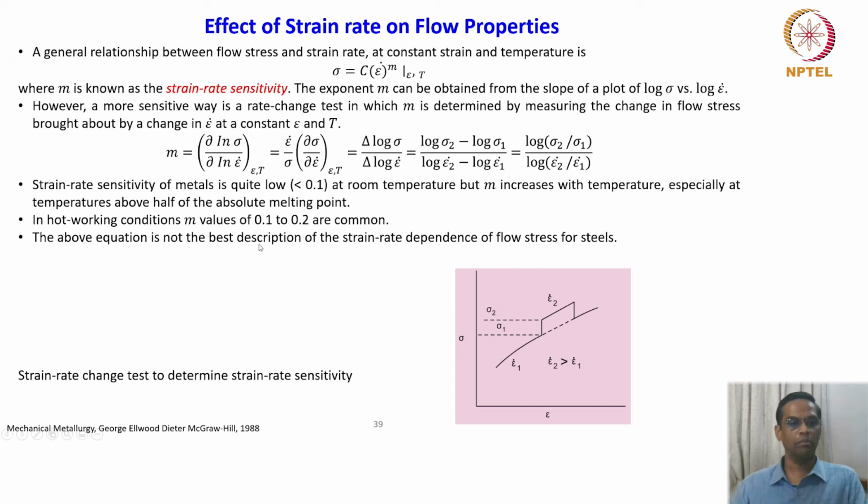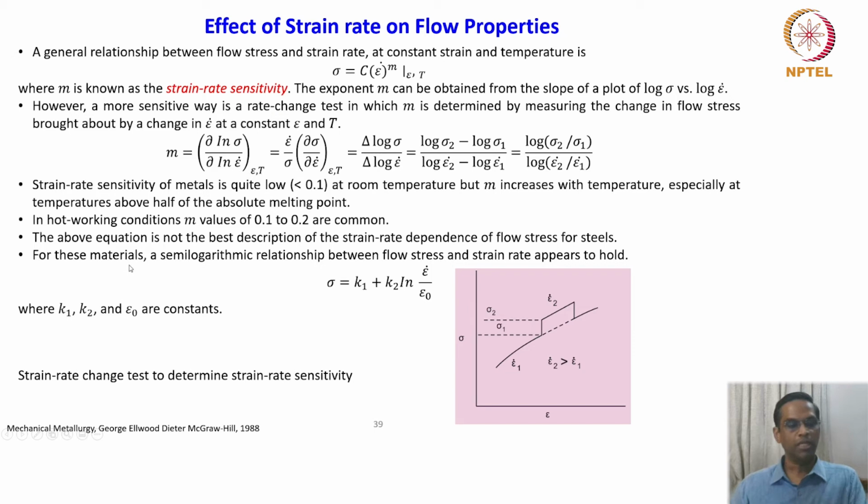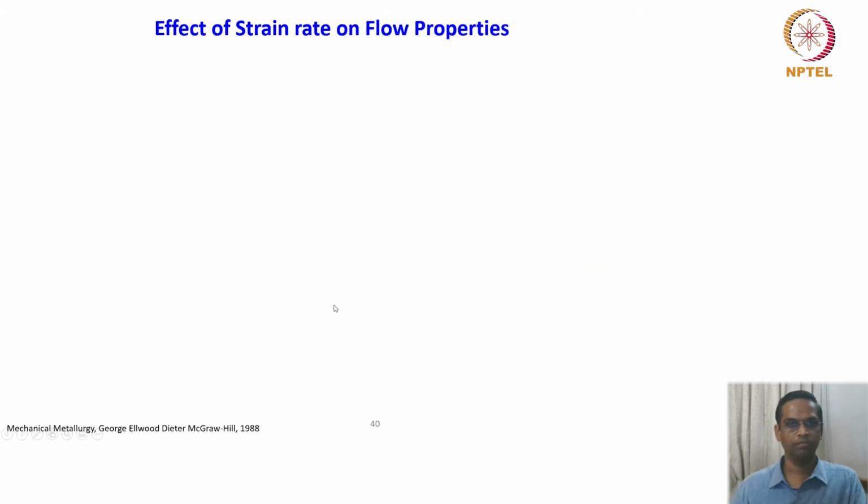In hot working conditions, m values of 0.1 to 0.2 are common. The above equation is not the best description of strain rate dependence of the flow stress for steels. For these materials, a semi-logarithmic relationship between flow stress and the strain rate appears to hold. So that means for materials like steels, this relation holds better than the other equation. That is sigma is equal to K1 plus K2 ln epsilon dot by epsilon naught, where K1, K2 and epsilon naught are constants. So this is again another empirical relation we can use.